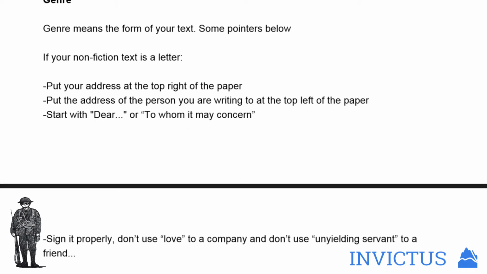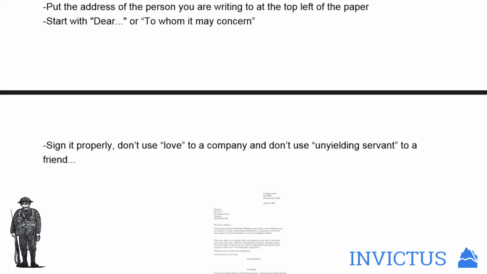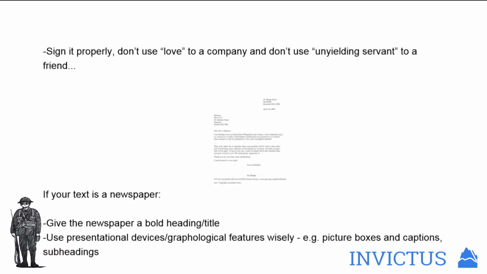Genre is the form of the text. If your text is a letter, then you have to make sure you get all the conventions correct. The conventions are the presentational features or the graphological features. If it's a letter, you put your address, you put the address of the person you're writing to. Obviously you start with dear, to whom it may concern. You should know this and sign it properly. So don't use love, for example, love Jim, to a company, and you don't use your obedient servant to a close friend. That's just silly.